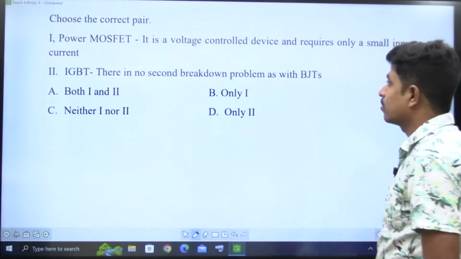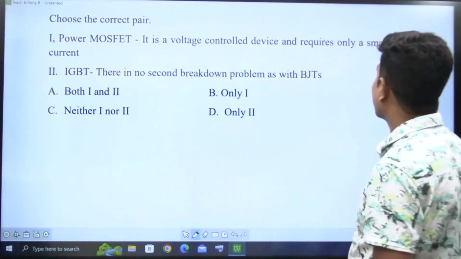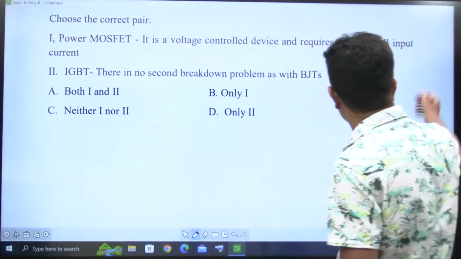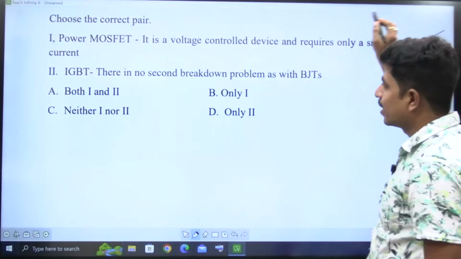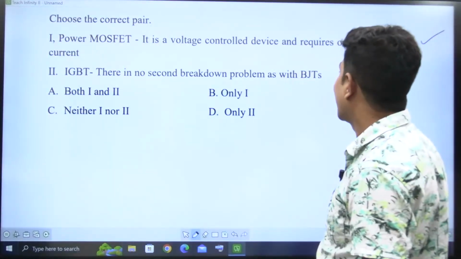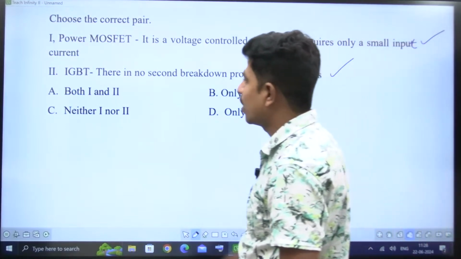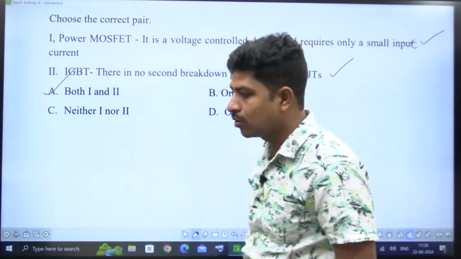Okay. Next question, please. Power MOSFET is a voltage control device and requires only small input current. Yes, it is a voltage control device. Next, in IGBT there is no second breakdown problem as that of BJTs. Yes, this is also correct. Both 1 and 2 are correct in this case also, right?